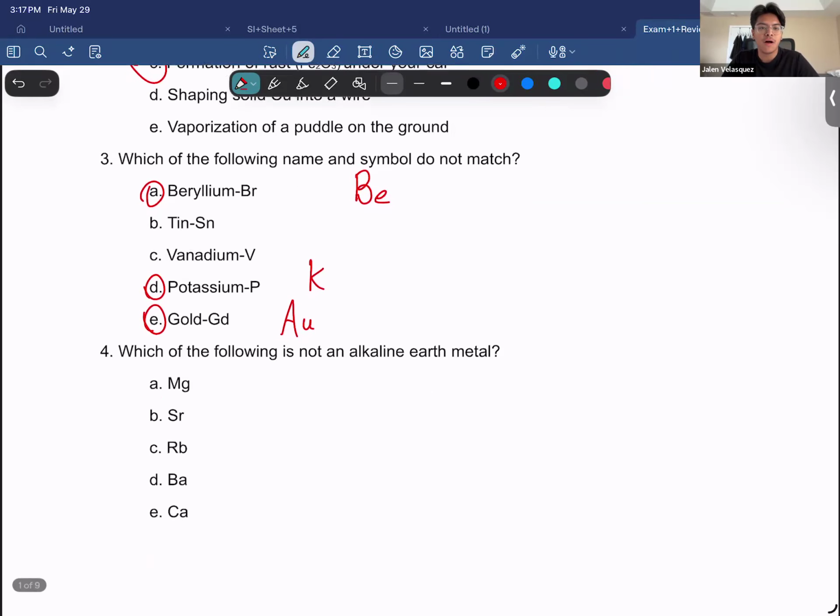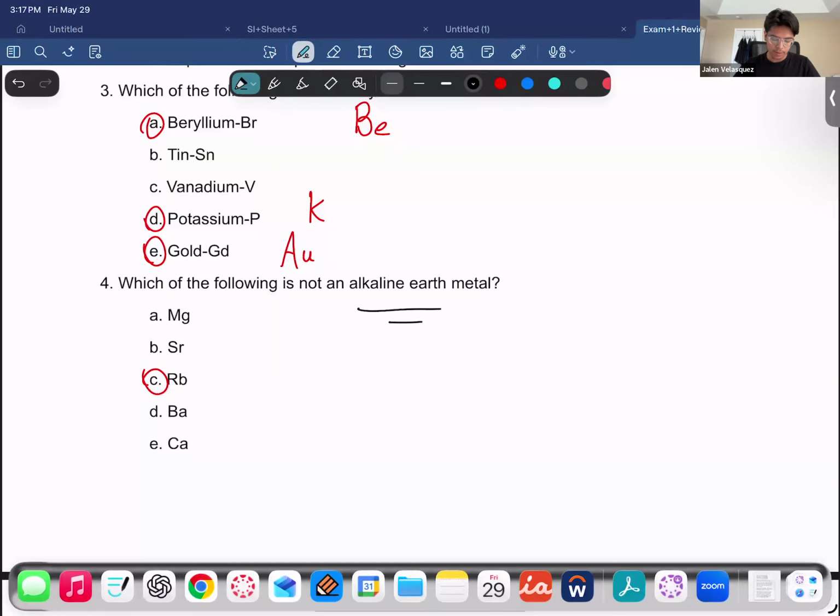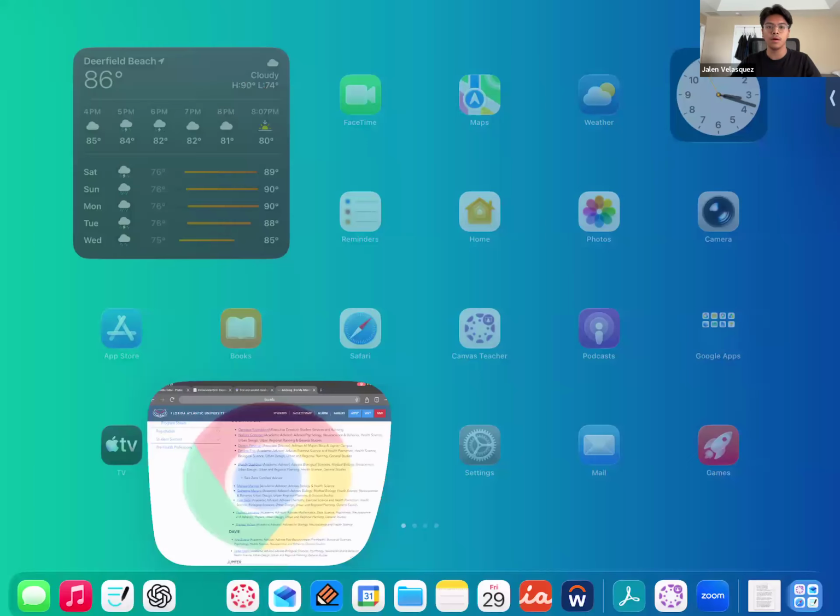All right. Number four, which of the following is not an alkaline earth metal? So we've got magnesium, strontium, rubidium, barium, and calcium. Good. You should have C, rubidium. All right. So does anybody know on the periodic table where we find these alkaline earth metals? Good. It's going to be group two of the periodic table.